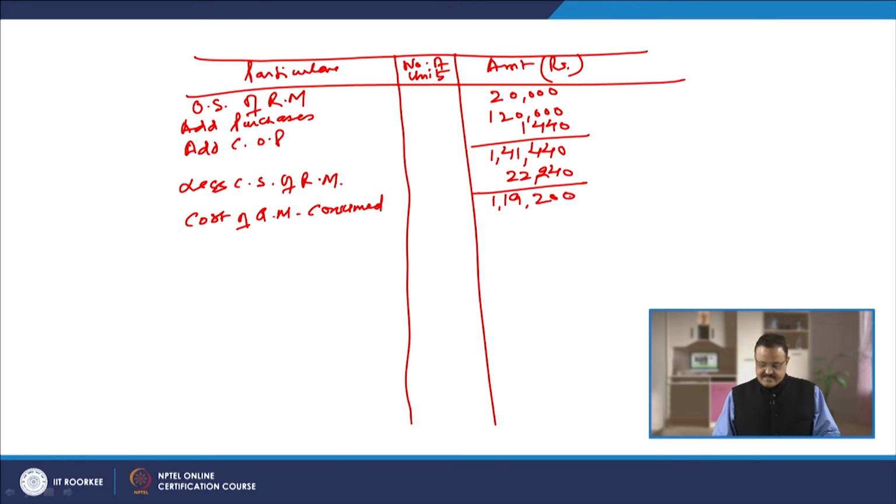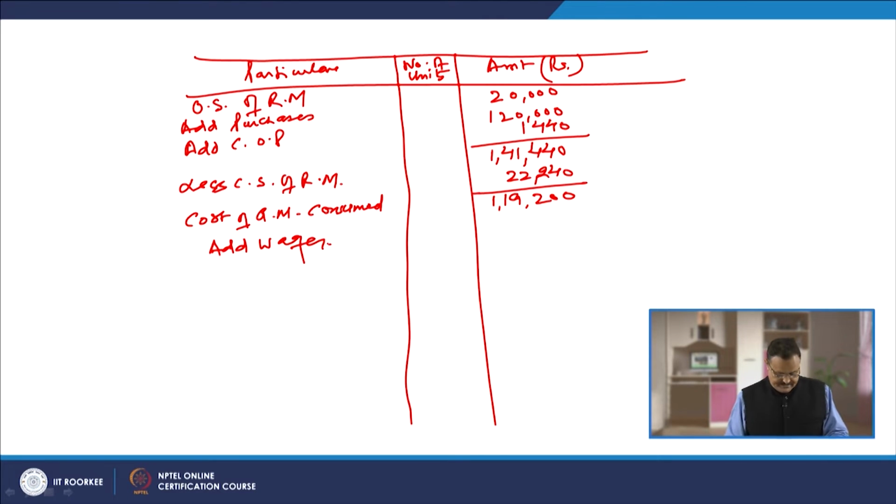1,19,200 rupees is the cost of the raw material consumed, because we had the total cost of purchase and opening stock 1,41,440. Closing stock kept is 22,240. So finally, the cost of the raw material consumed for the current period is worth rupees 1,19,200. Right.